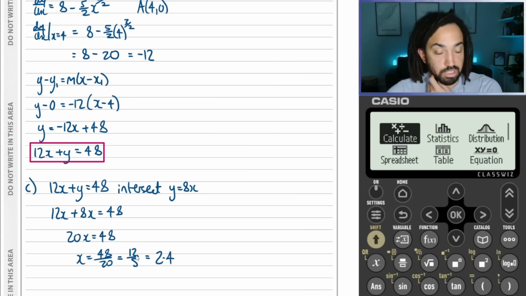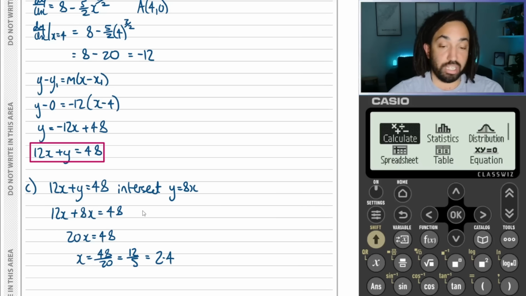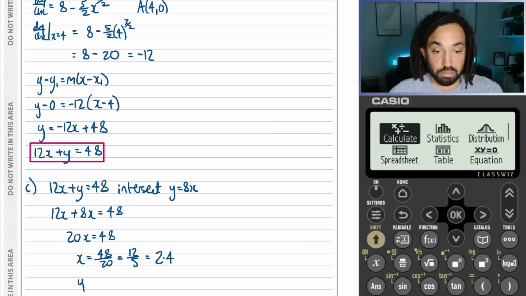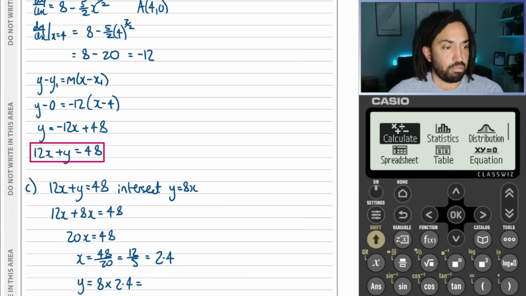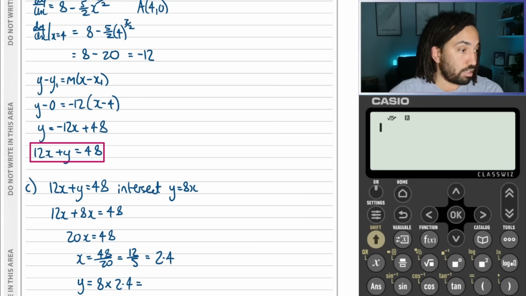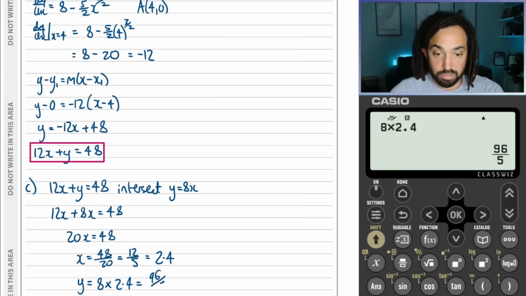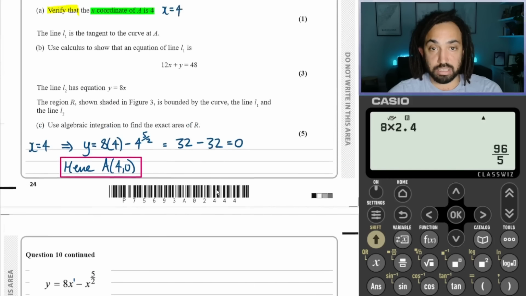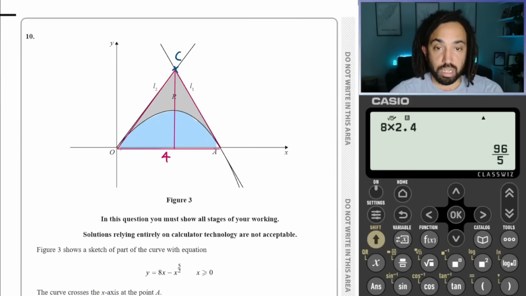Okay, so that's the x-coordinate of the point C, but actually what I really need is the y-coordinate, because that's going to be the height of the triangle. So the y-coordinate, we can just sub into any one of these two. I'm going to sub into this one, so it's 8 multiplied by the x-coordinate. Let's just do it on the calculator. 96 over 5, fine, that will do. Right, so the y-coordinate was 96 over 5.